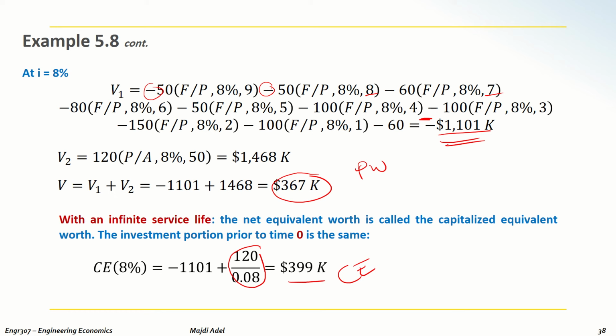First thing that we see is that the project is profitable at interest rate of 8%. It's profitable because the present value is positive. The second thing we note is that there is not much difference between calculating the exact present value and the capitalized equivalent. The difference is very, very small. It's like $22,000. And remember that we are using the present worth as a criterion to see if the project is accepted or not, or profitable or not.